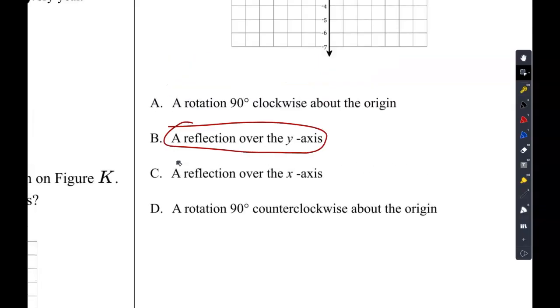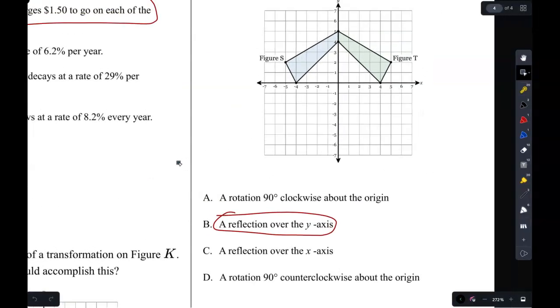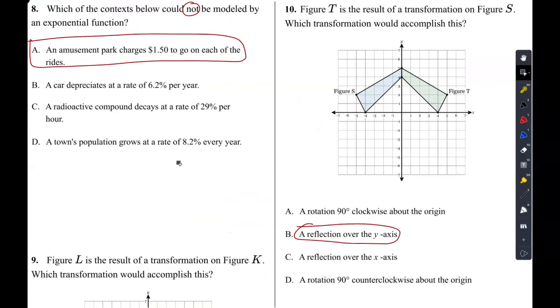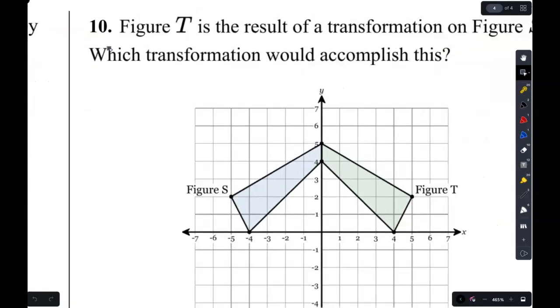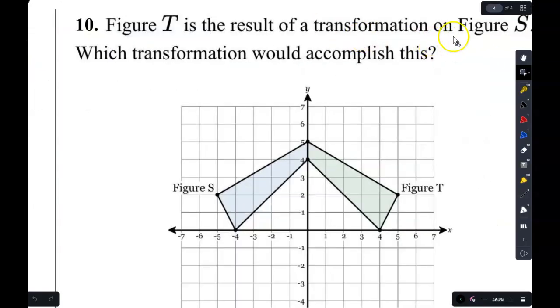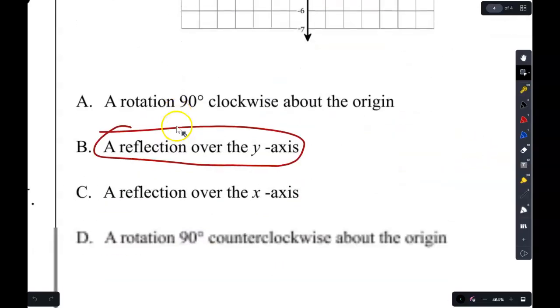All right, and last problem here. It says, let me zoom in again. Figure T is the result of a transformation on figure S. Which transformation would accomplish this? So we're doing T onto S. That's going to be a flip too. Flip it over. And that's going to be a reflection over the y-axis.